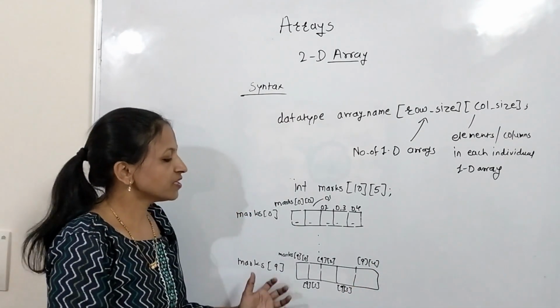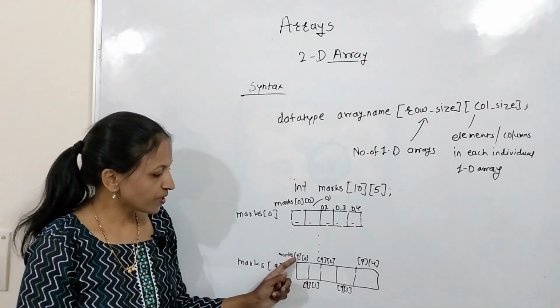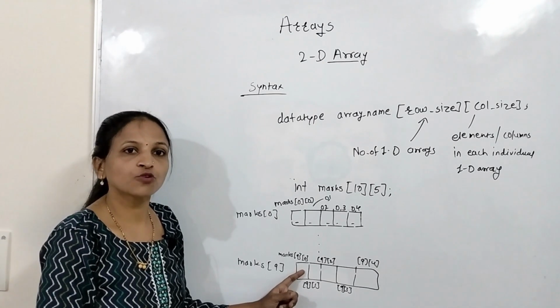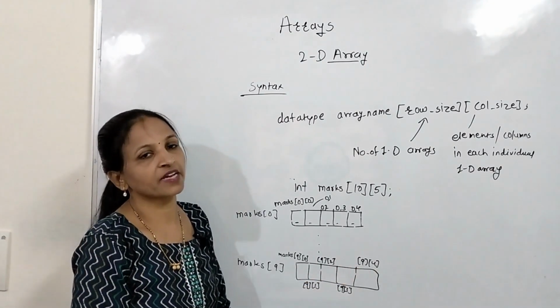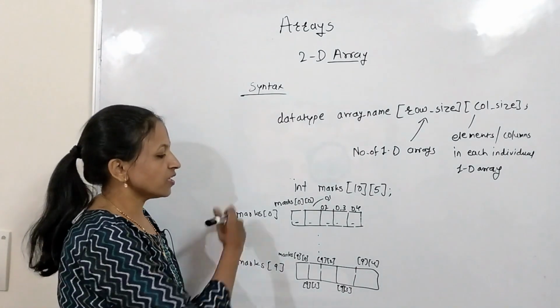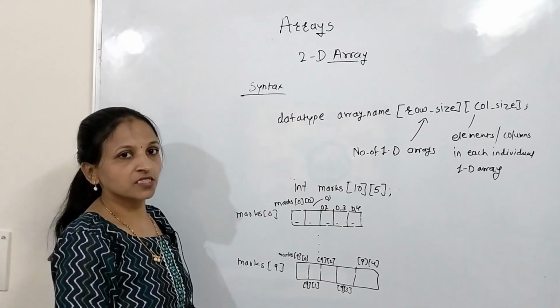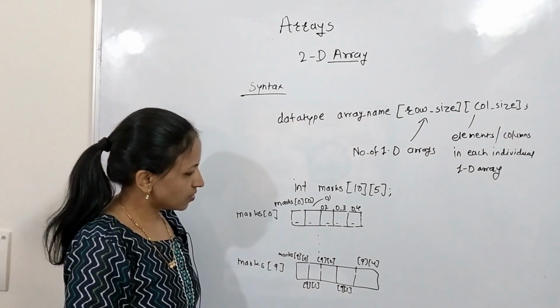Getting? In this way the indices are. Means these elements you can access with the help of marks of 9, 0, marks of 9, 1, marks of 9, 2, marks of 9, 3, marks of 9, 4. But see, here I am just representing this as an outer structure.